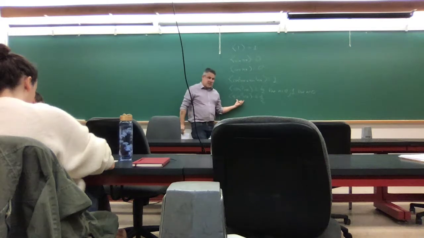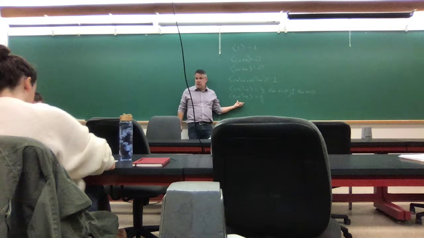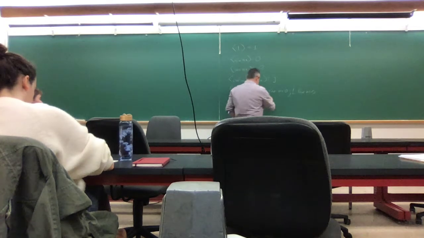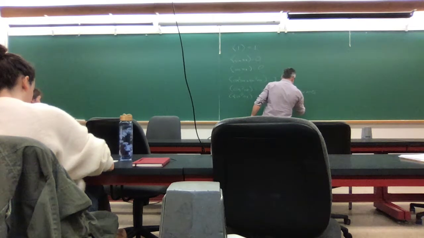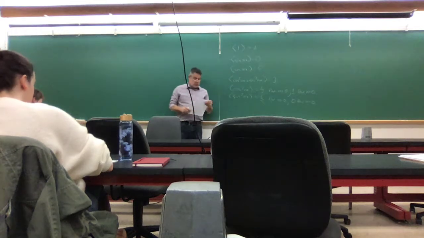What's this one for the value of n? It's 0 when n equals 0. So it's the same for n greater than 0. It's equal to 0 for n equals 0. Okay?